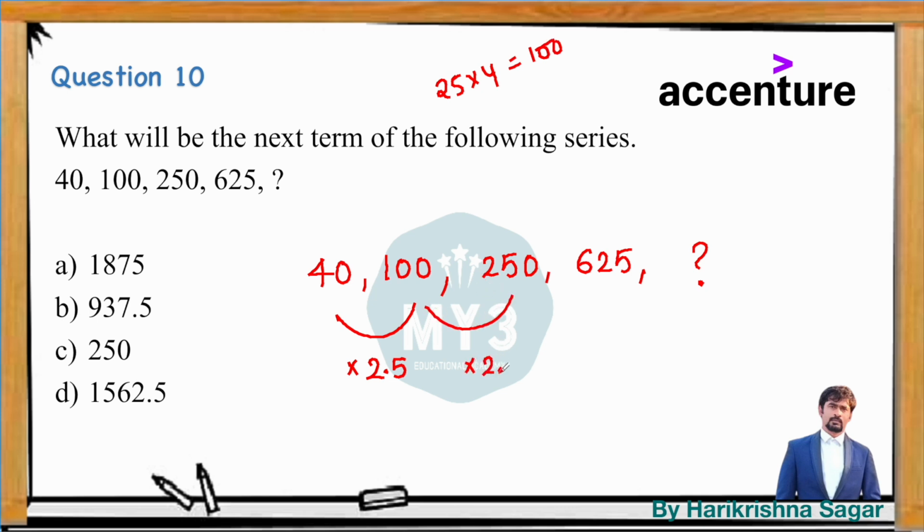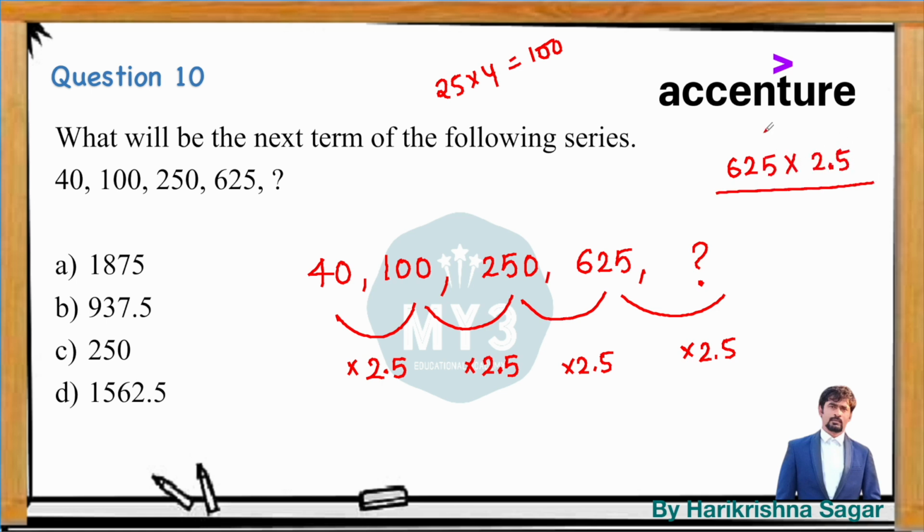Same, if you multiply with 2.5 you will get this 250, and again 250 into 2.5 will give a result as 625. So the next term will be 625 into 2.5. So 625 into 2.5, if you do, you will be getting your answer choice. So what is the result of 625 into 2.5? So 625 is multiplied with 2.5.